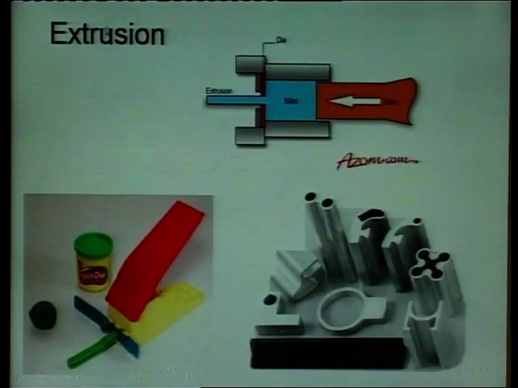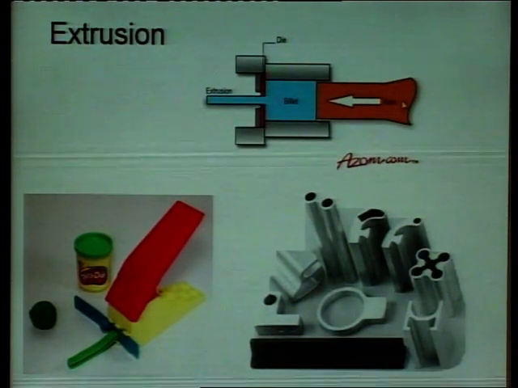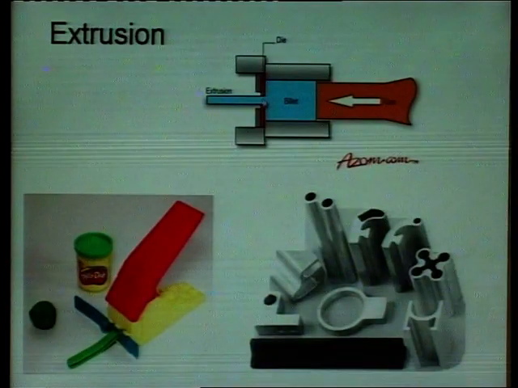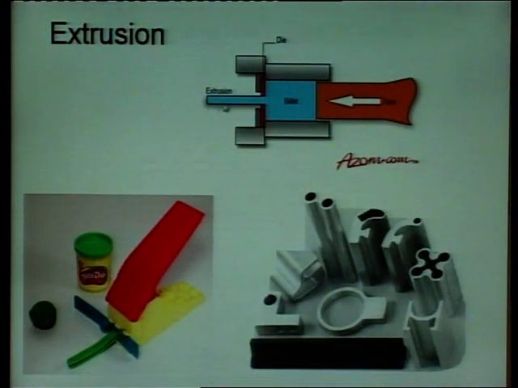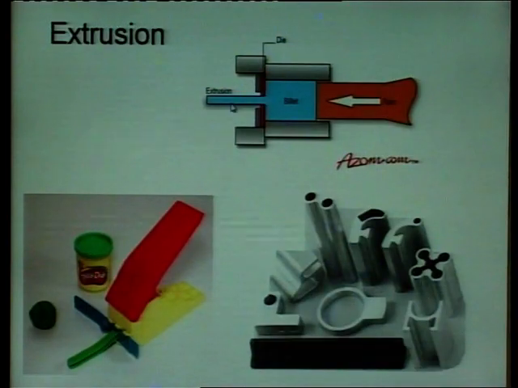Extrusion is another process where you have the billet, you press it here, this is the force you apply, and this is the die through which the material passes, and you get an extruded product here. Extrusion is very common in plastic.